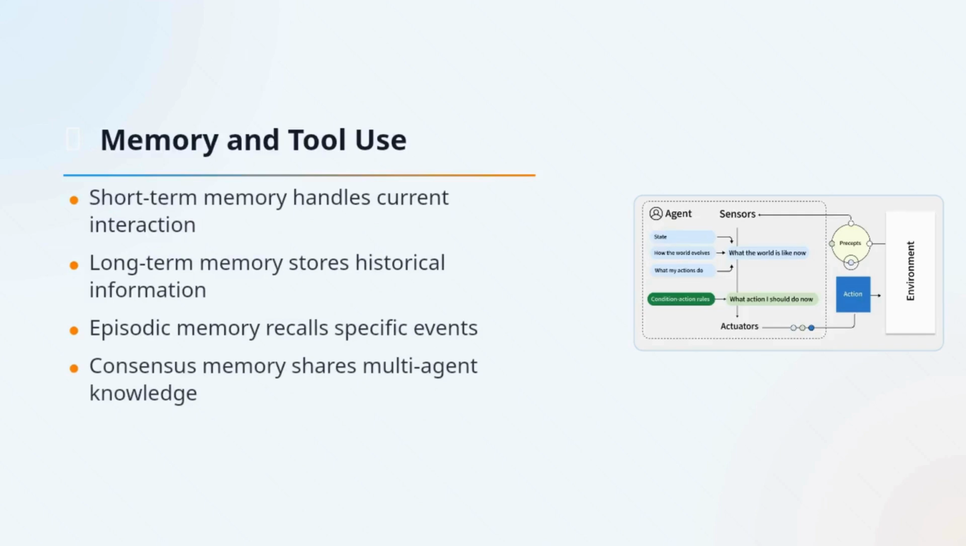Memory is what helps an agent stay useful beyond a single prompt. Short-term memory keeps track of the present conversation, while long-term memory stores history for future use. Episodic memory helps recall specific past events, and consensus memory is useful when multiple agents need shared knowledge. When combined with proper tools, this gives the agent enough context to choose effective actions, so that covers the basics of how AI agents work.